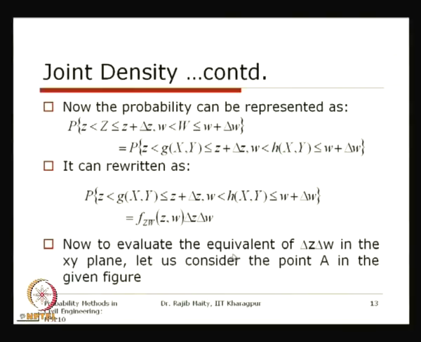Now to evaluate the equivalent of this area, that is delta z multiplied by delta w, which is the area on the plane represented by the new random variables, that is z and w. Now for this area I have to find out what is the equivalent area on the xy plane, that is the original random variable. So let us consider a point A in the given figure.